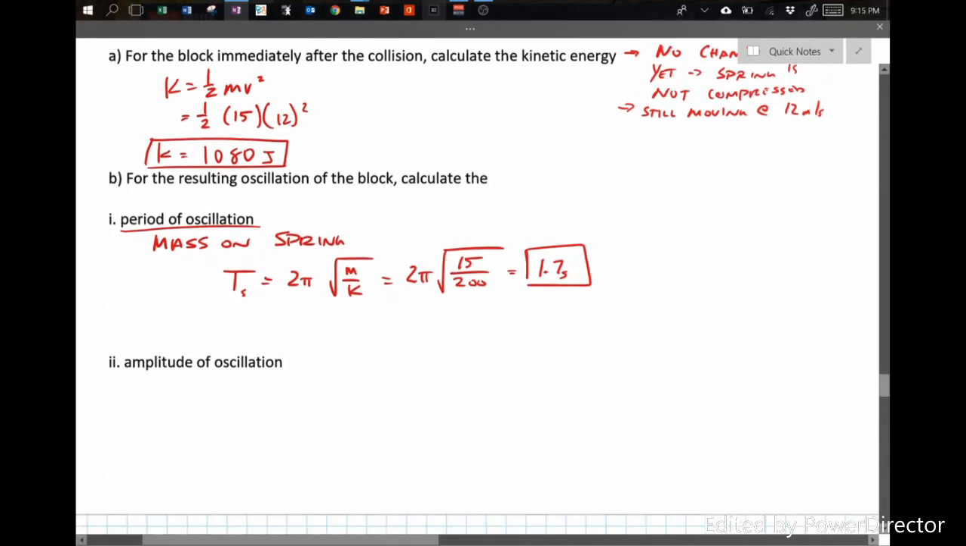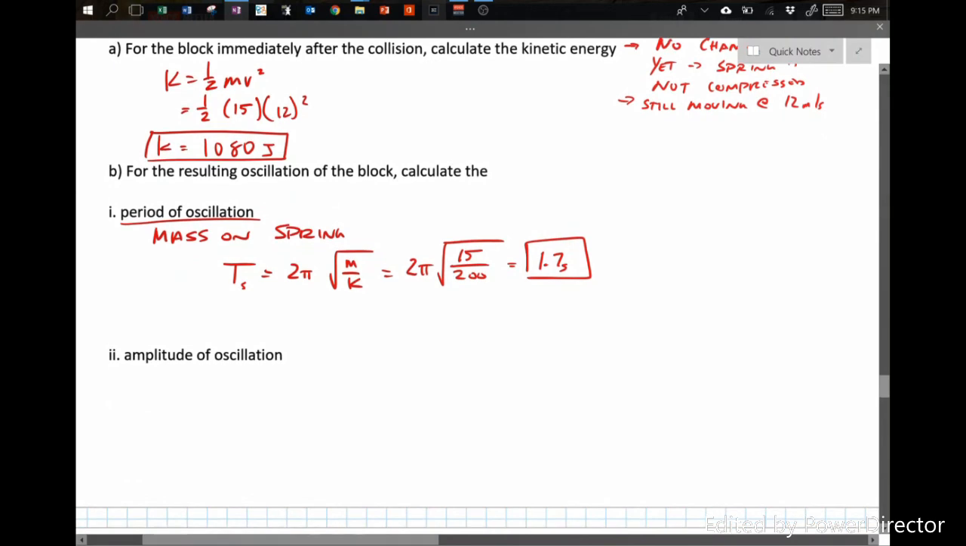The amplitude of the oscillation. Okay, for the amplitude, and this is kind of an important point to make.